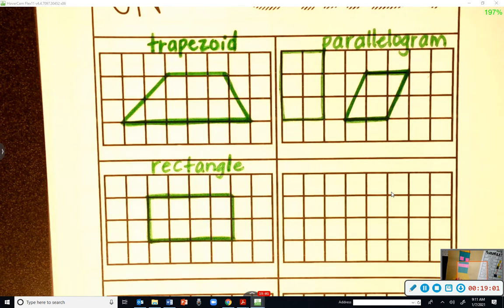So what's going to make this easier is drawing your top and your bottom first, especially on those slanted ones, and then connecting the sides.